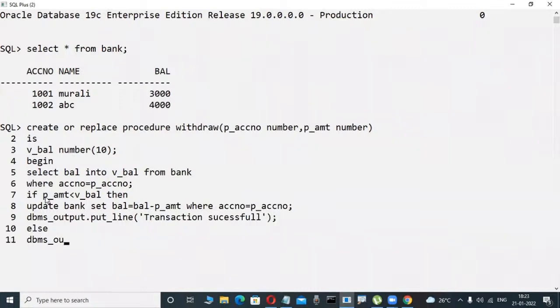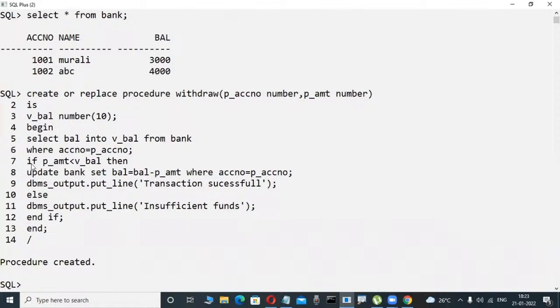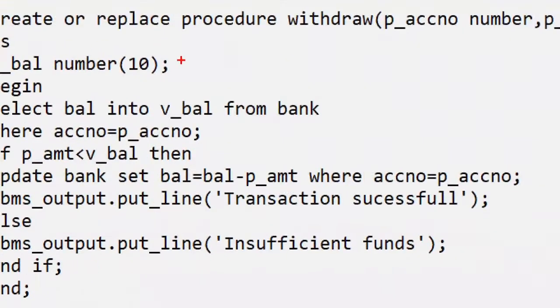And now check it out. Else, insufficient funds. Okay, some coding is there. This is not a difficult coding, take it easy. And now check it out. Something like writing a procedure, for example. This is called, observe it here, some coding I'm writing. This is very easy coding.